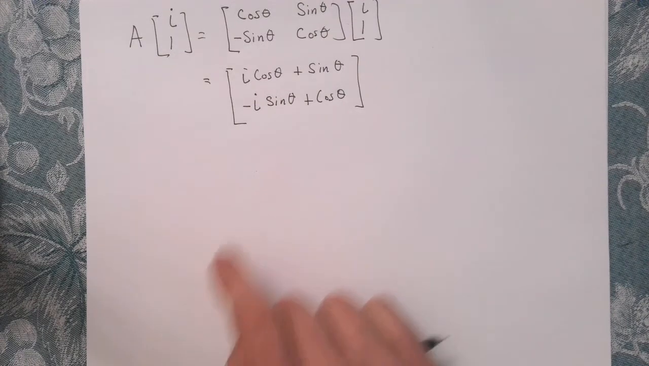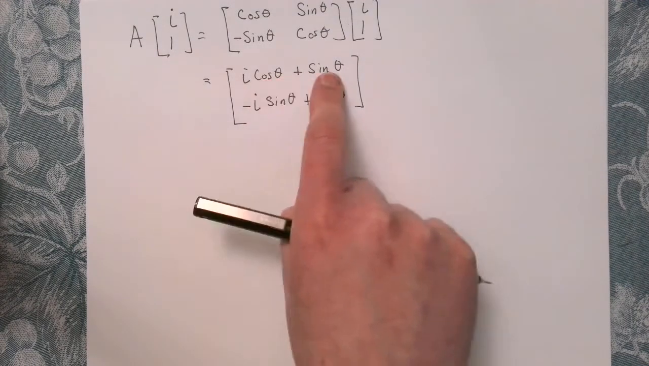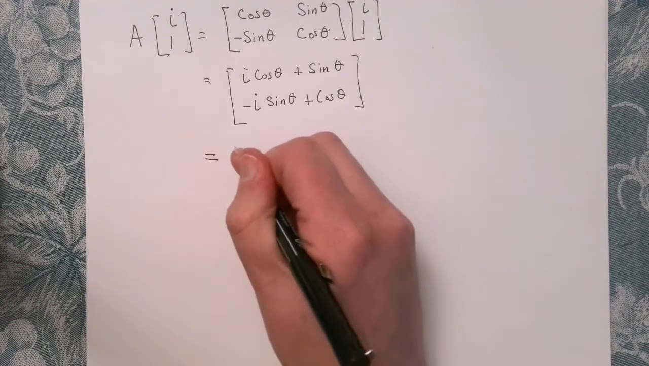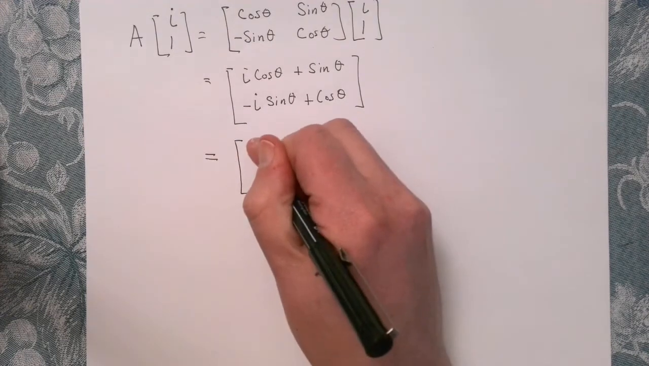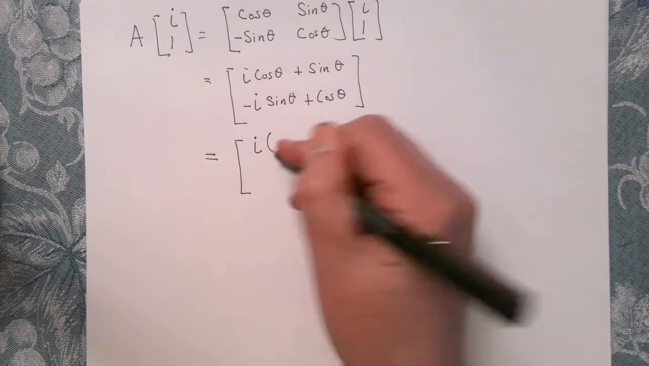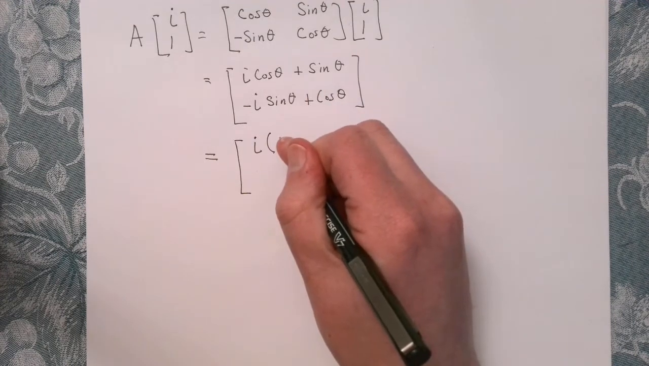Okay, so let's take a look here. So here I think I'm going to factor out an i. So let's go ahead and factor out an i and see what happens here. If I factor an i out, it looks like I get cosine of theta.